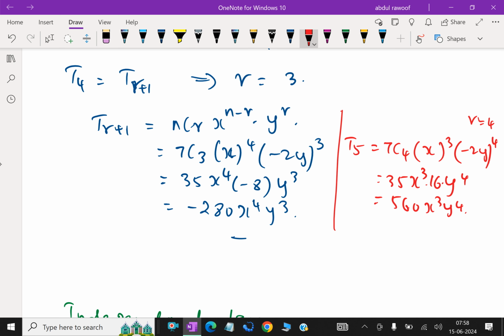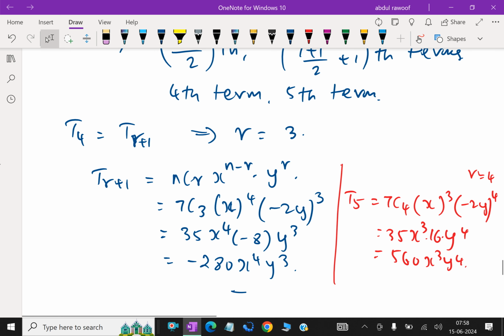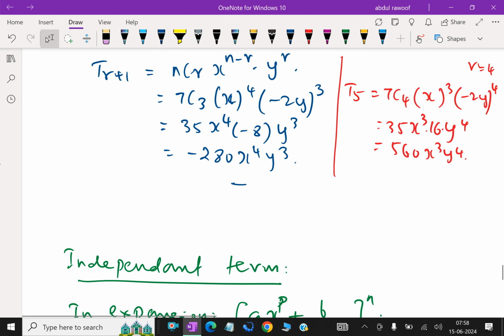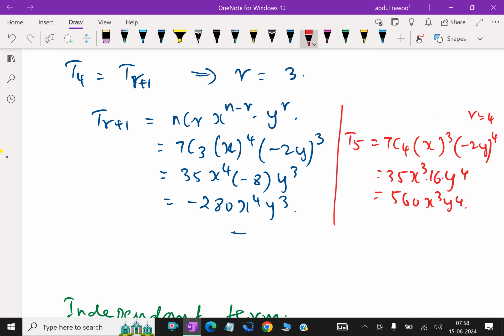There are two terms we can write. First is minus 280 x^4 y^3, and the second term is 560 x cube y^4. These are the two middle terms of this expression, (x minus 2y) whole power 7.